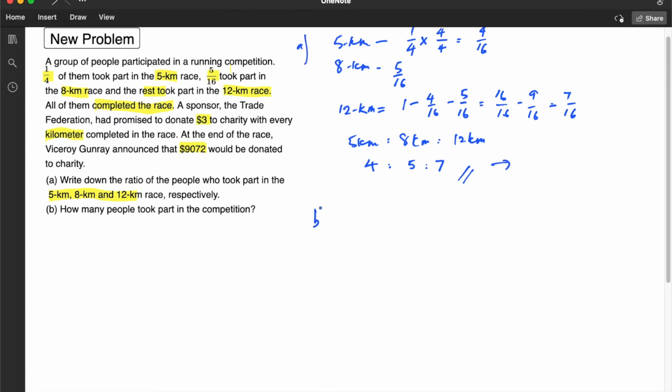So for part B, we are told that the total donation is $9,072, and the donation is actually $3 per kilometer. So if we were to take this and divide it by 3, we're going to get 3,024 kilometers actually run by the runners.